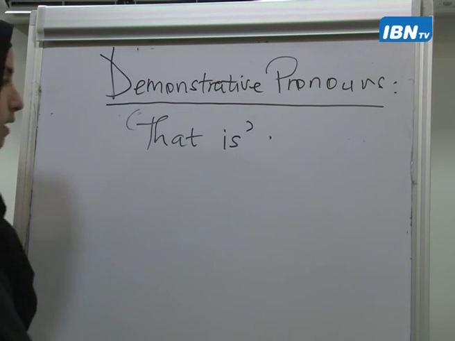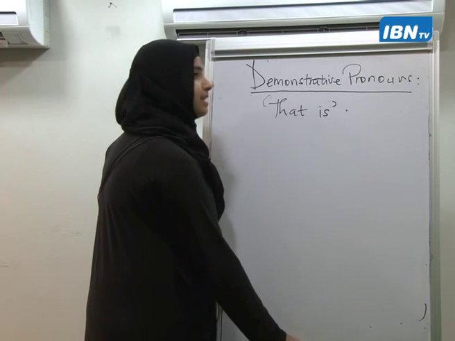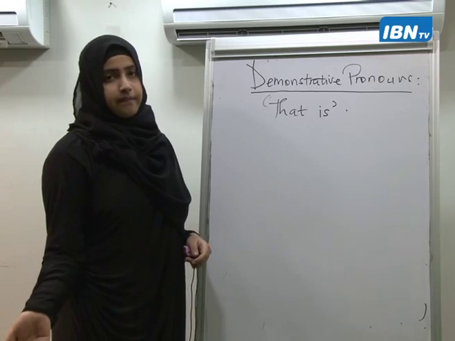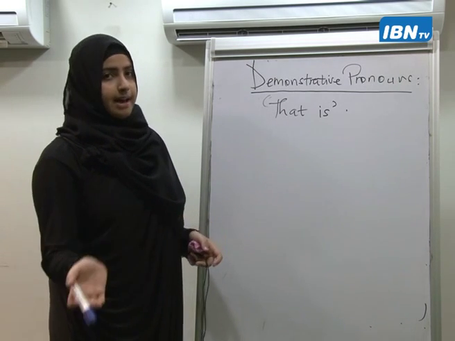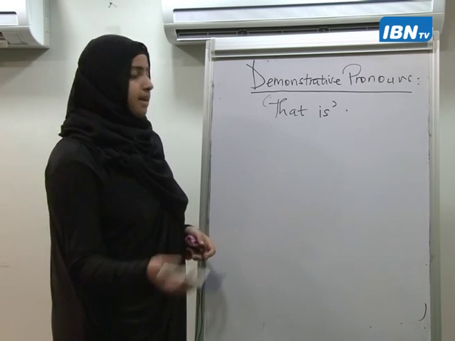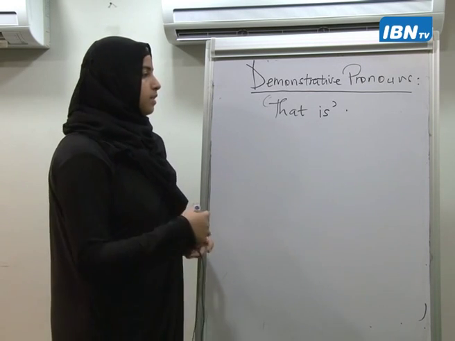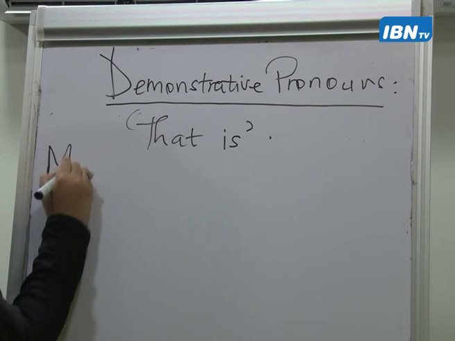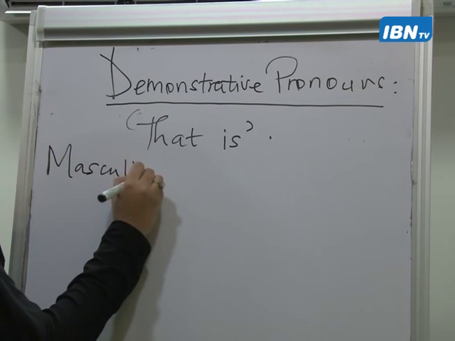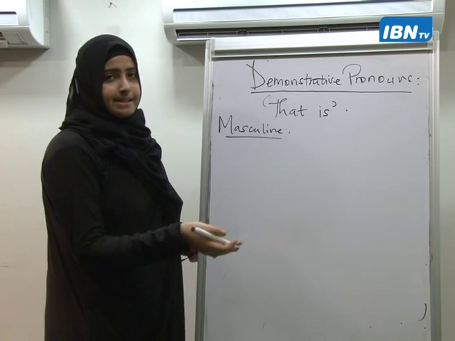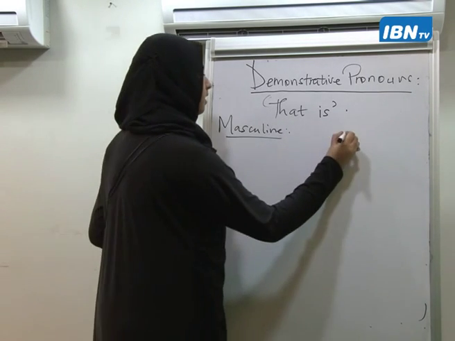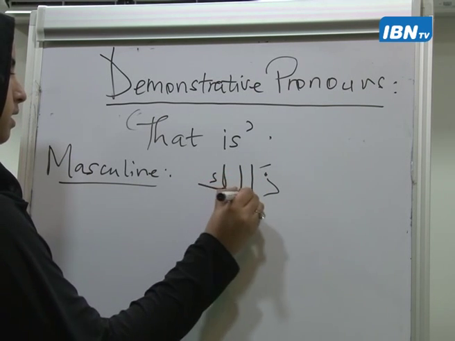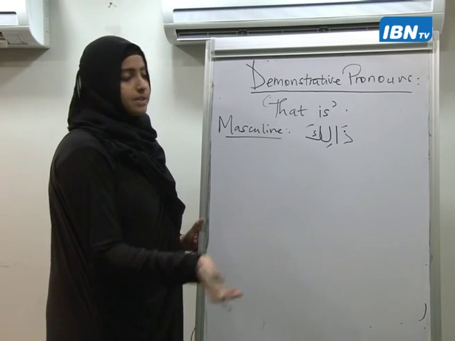Even for that is, similar to this is, there are different forms for masculine and for feminine. Like this is for masculine, hadha, and for feminine, hadhihi. The same applies with that is. So for masculine, that is means dhalika. Dhalika, meaning that is for masculine.